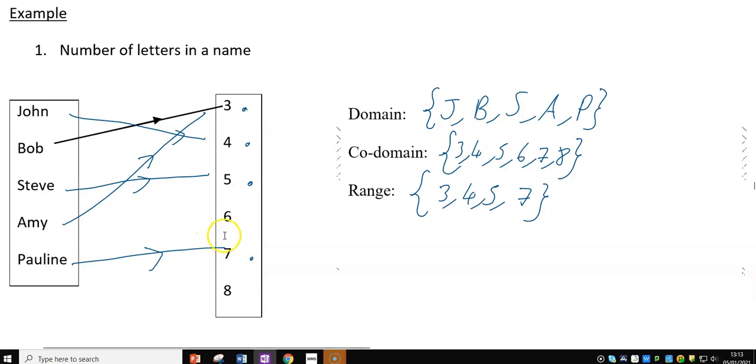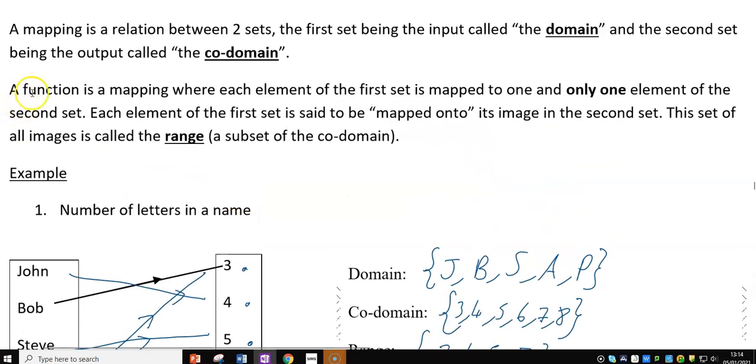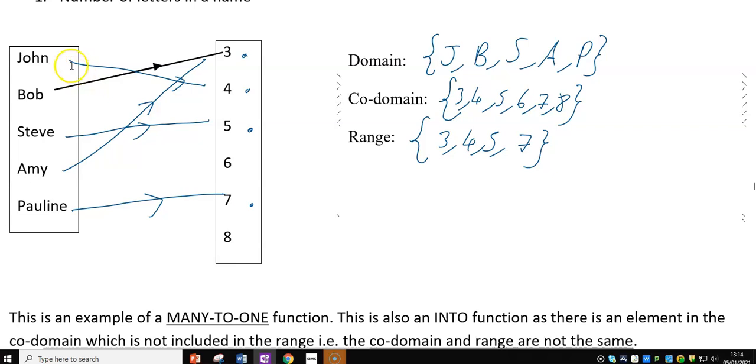Okay, let's look at this one and see, is it a function? So let's go back and look at the definition. It says, a function is a mapping where each element of the first set is mapped to one and only one element of the second set. So let's have a look. John goes to one thing, Bob goes to one thing, Steve goes to one thing, Amy goes to one thing, and Pauline goes to one thing. So this is a function.